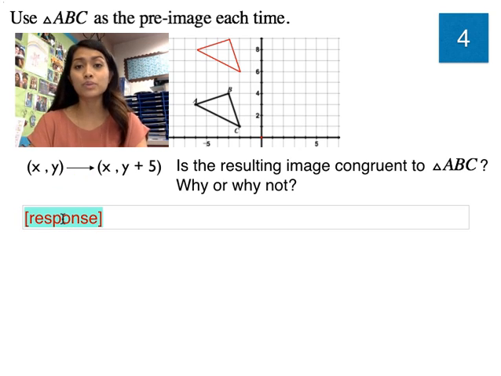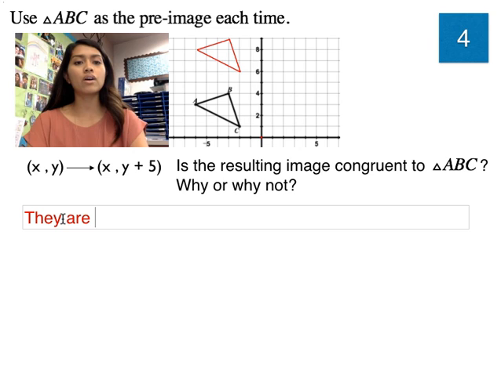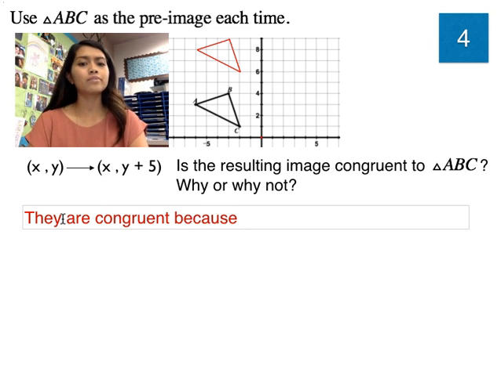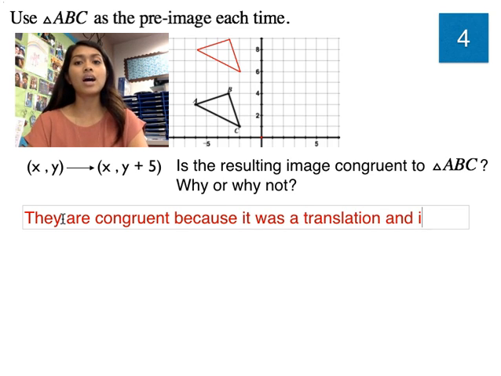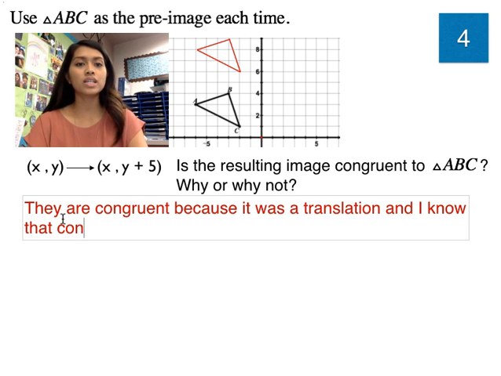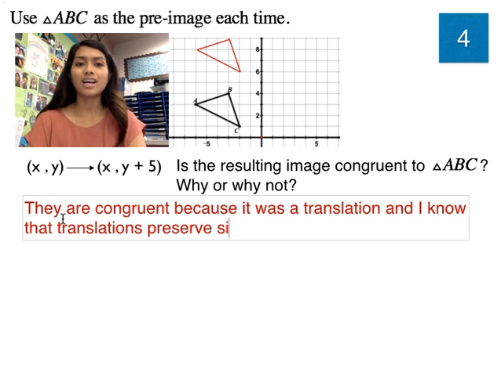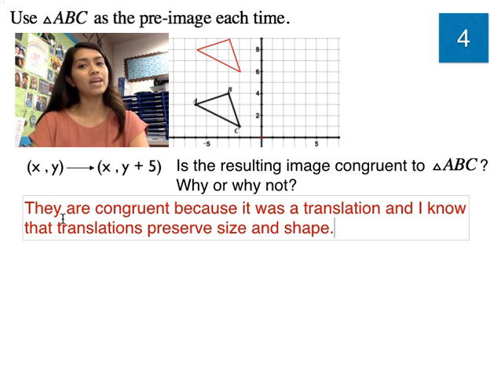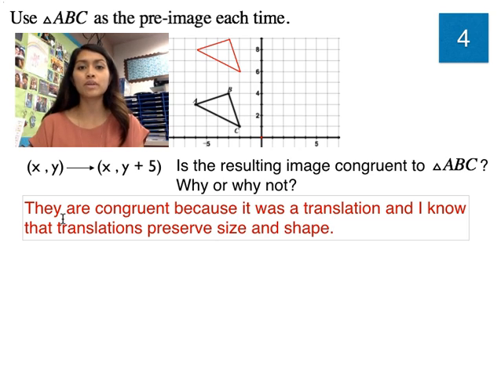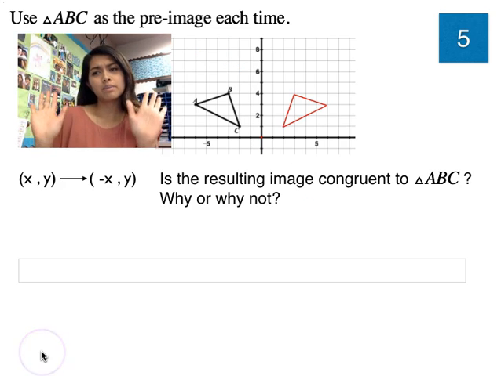They are congruent. Okay, they are congruent because, let's see, it was a translation, and I know that translations preserve, fancy word there, preserve size and shape. Henceforth, they are congruent. Remember, congruent means they have the same size and the same shape. Moving on to number 5.